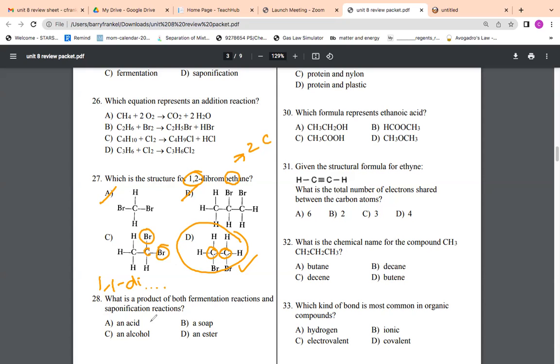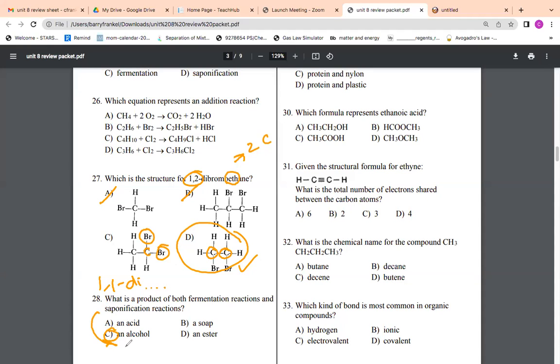Okay, next, what is a product of both fermentation reactions and saponification reactions? So again, for some reactions there are byproducts, not necessarily something that you're looking for, but you end up getting anyway. So one of the byproducts of saponification is alcohol, right? You're trying to make soap, but you end up getting a little alcohol.